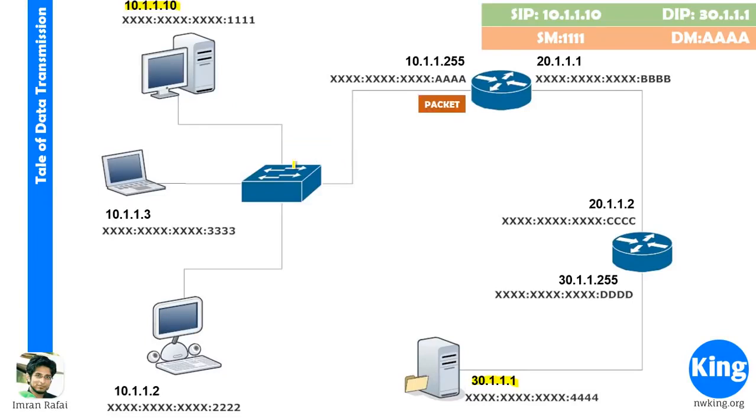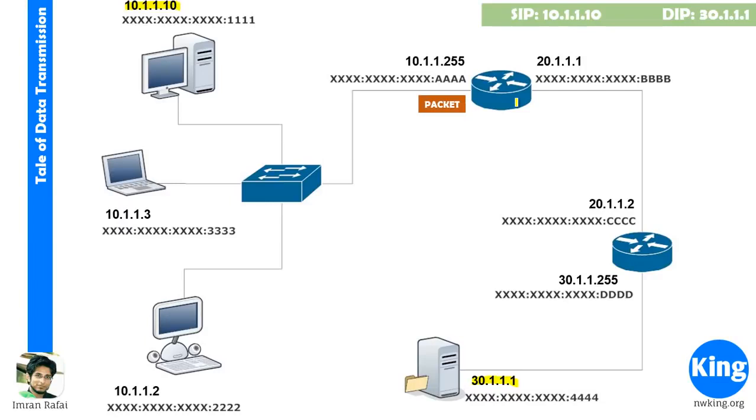Now the router gets that information, and the router, as you know, works on layer 3, right? So the minute it gets that packet, it strips down layer 2 and looks at layer 3. Now it sees that the layer 3 destination IP address for this packet is 30.1.1.1, but it looks at both its interfaces, and it sees that 30.1.1 is not connected to itself. Then it looks at the routing table.